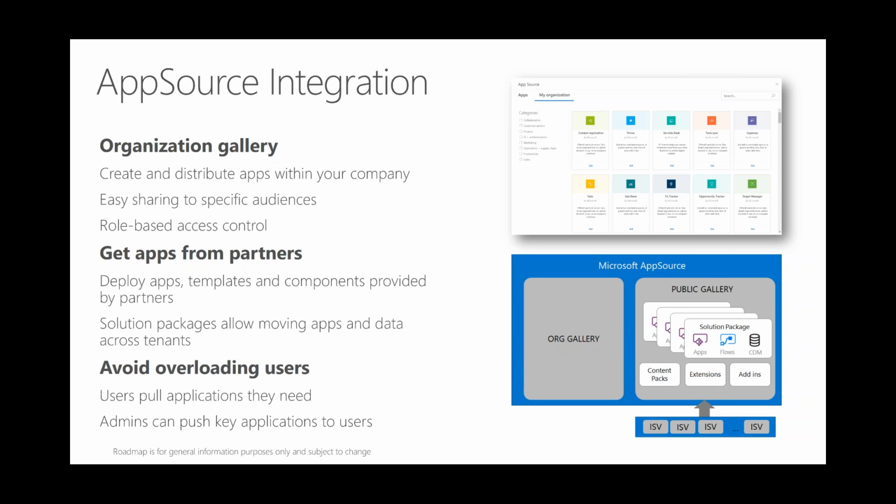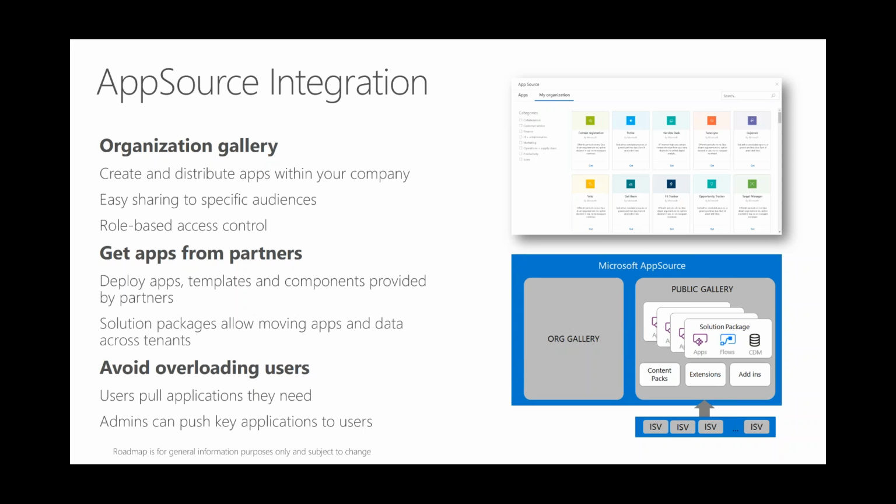So we have that org gallery, but what if I need to download an app that was created by a partner? I want to do some of that as well. App Source is our connection for that as well. So you can actually build and deploy apps into App Source as well that can be sold or purchased across components.